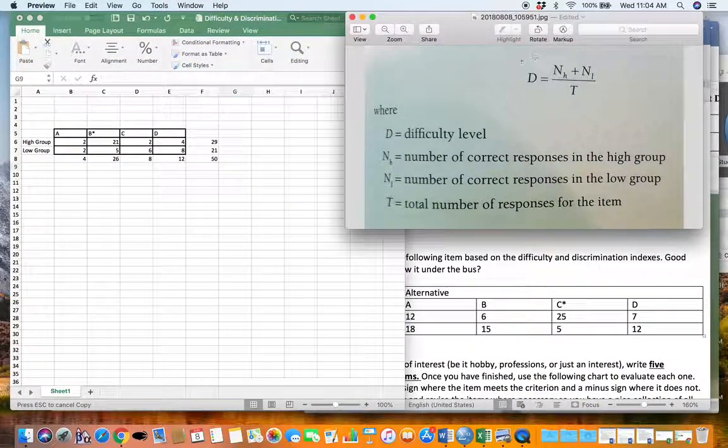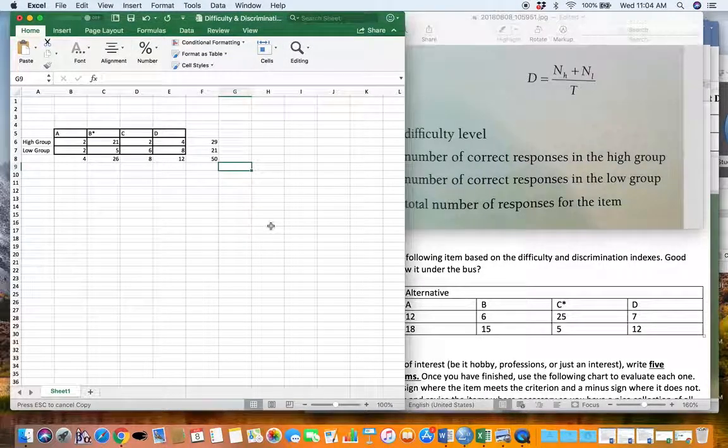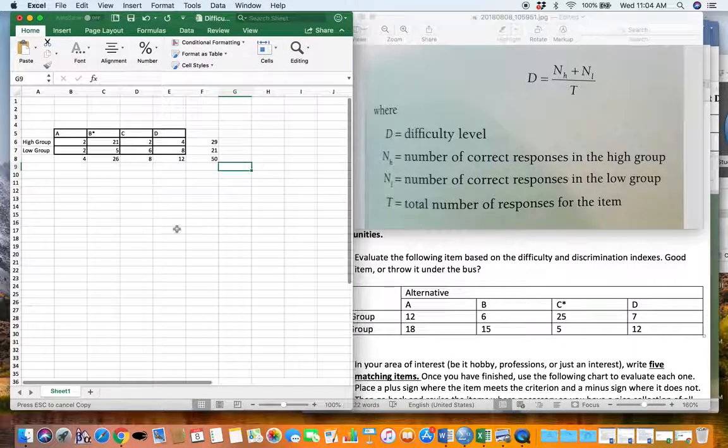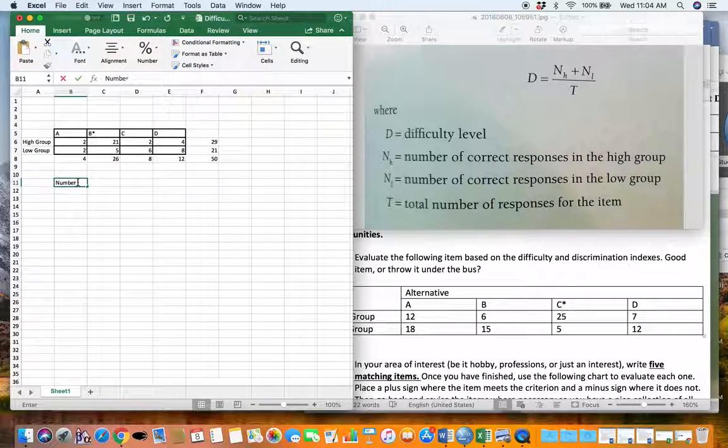Okay, this right here is the formula for calculating difficulty level, and so we need the number of correct responses in the high group and the number of correct responses in the low group, and the total number of responses for the item, and then difficulty level.